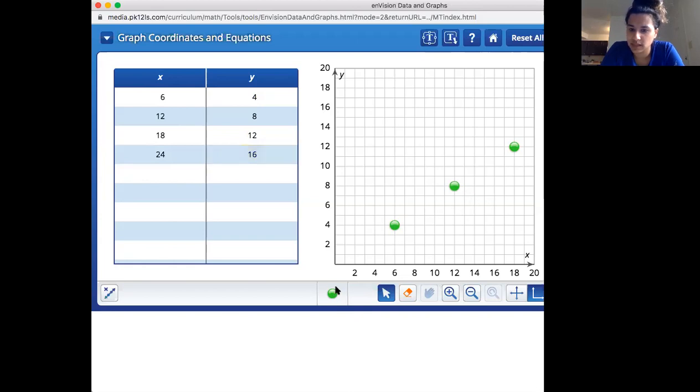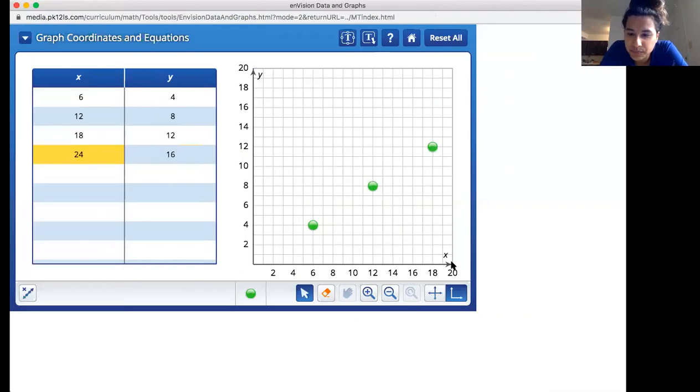Did it plot it? Let's see, 24. Oh, we need to make our graph bigger. That I don't know how to do. Let's see. Well, if we did 24, we would go about right here and go up to right about 16, right? So that 16 is right here. So it'd be right about here. So if you're looking at our graph, our coordinate grid, you should see a pattern here, okay?